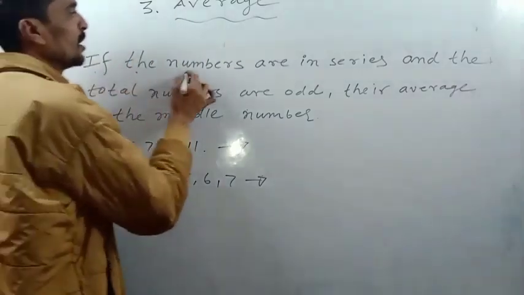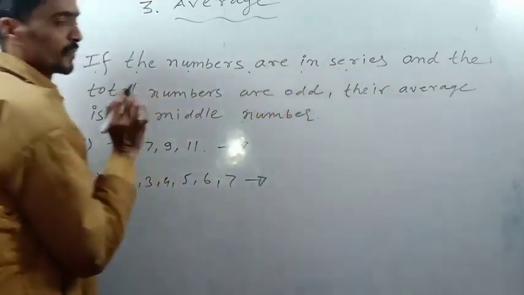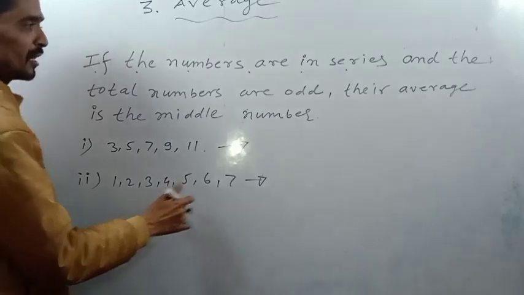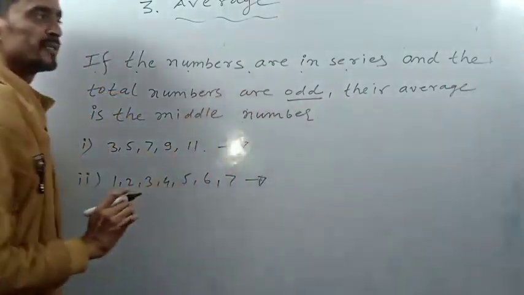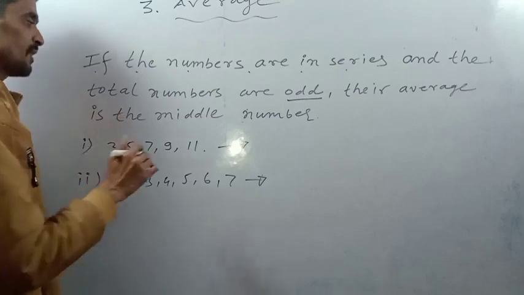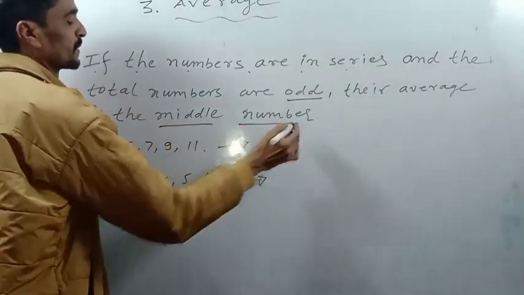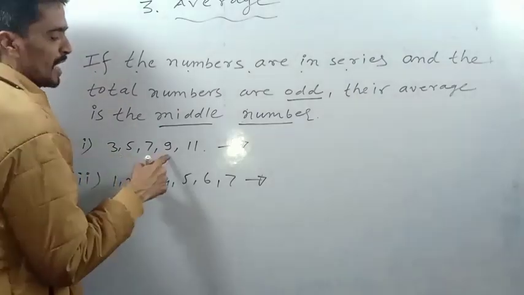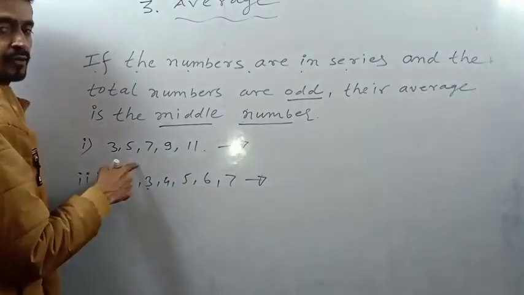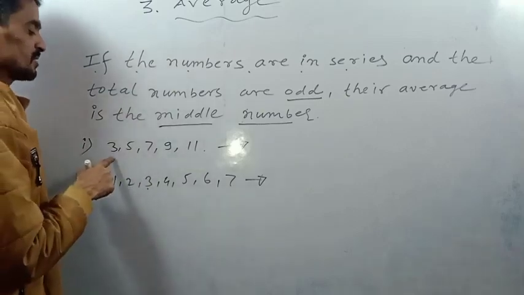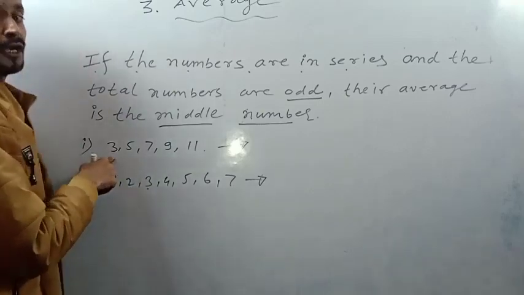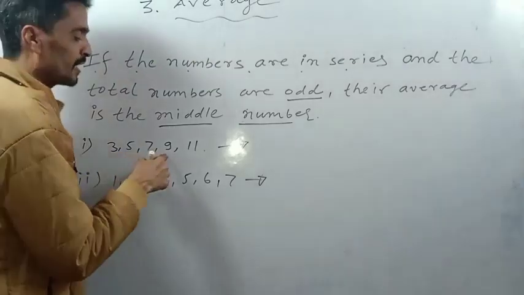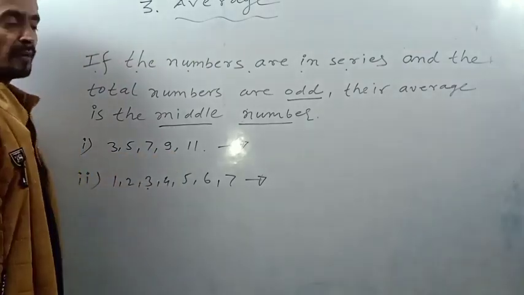point. If the numbers are in series and the total numbers are odd, then their average will be the middle number. So here is one example: 3, 5, 7, 9, 11. It is a series. Of what series? It is an odd number series. 3, 5, 7, 9, 11.